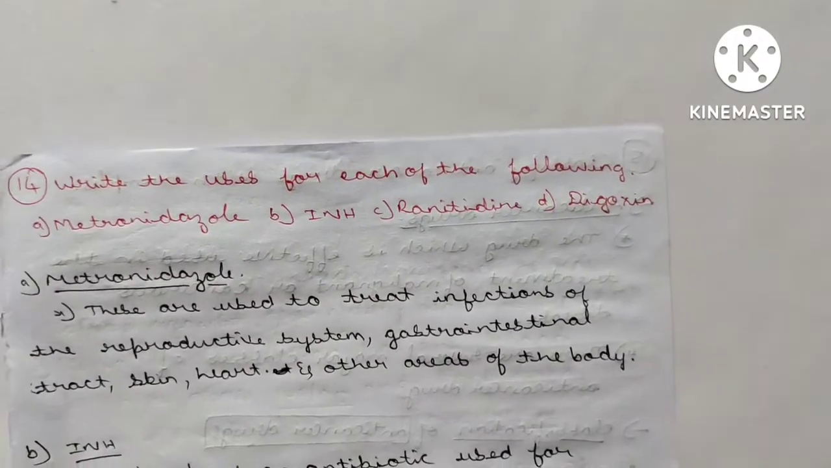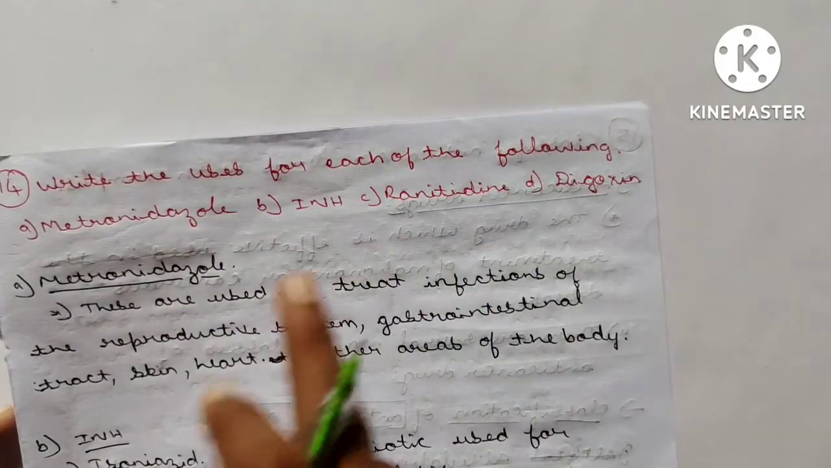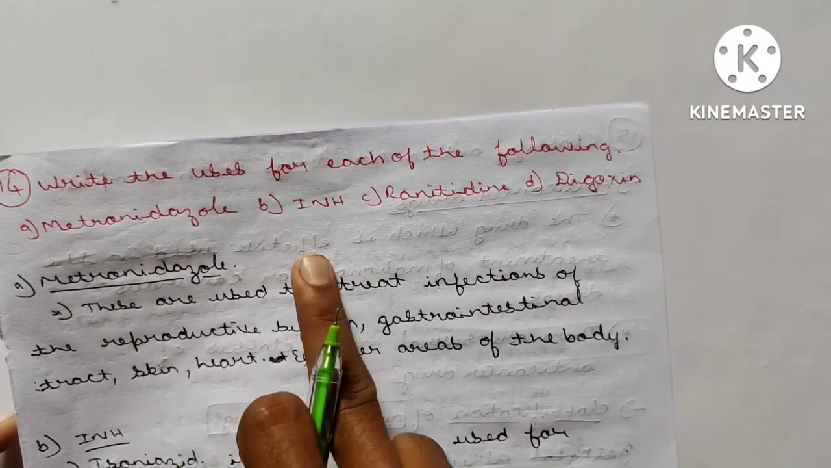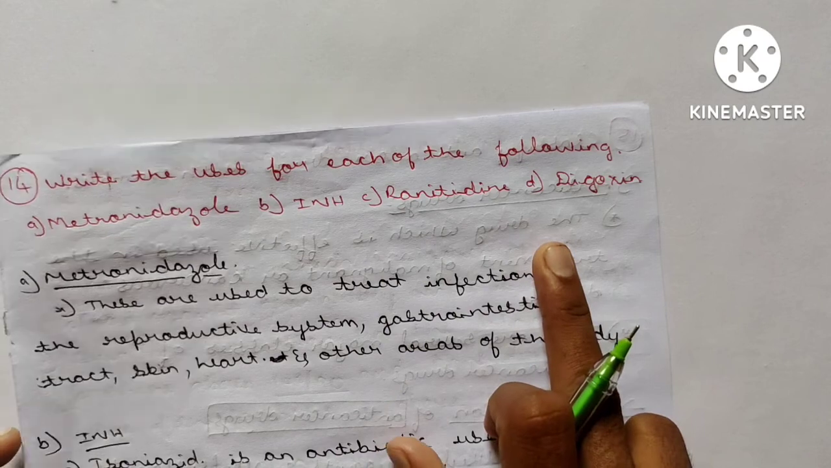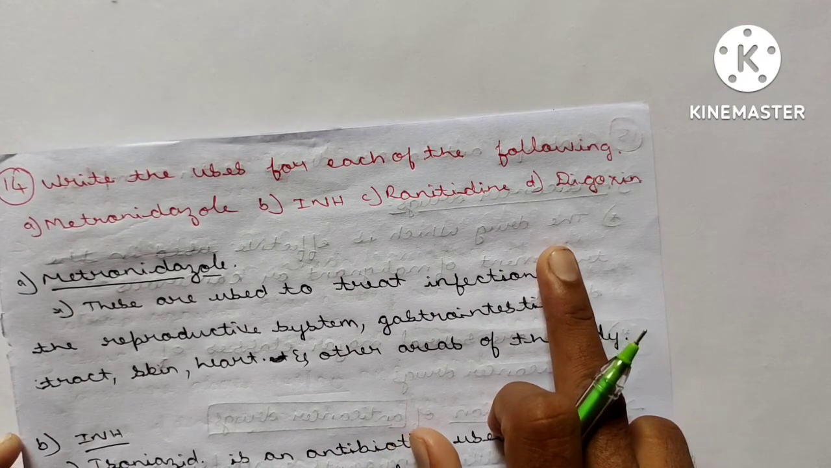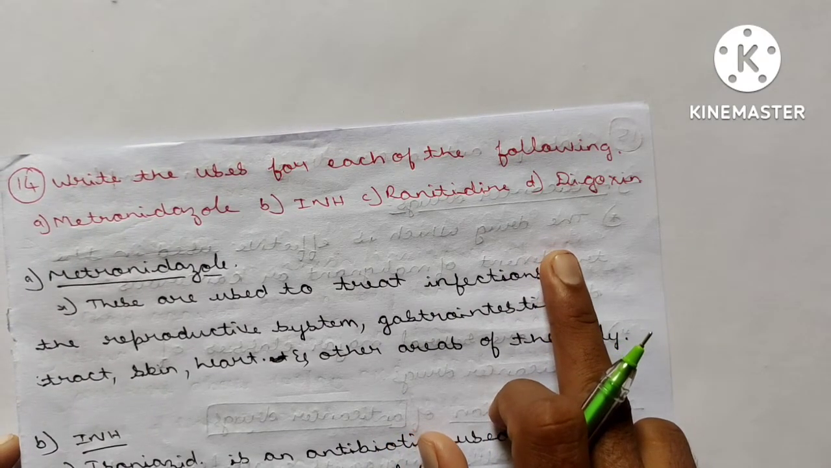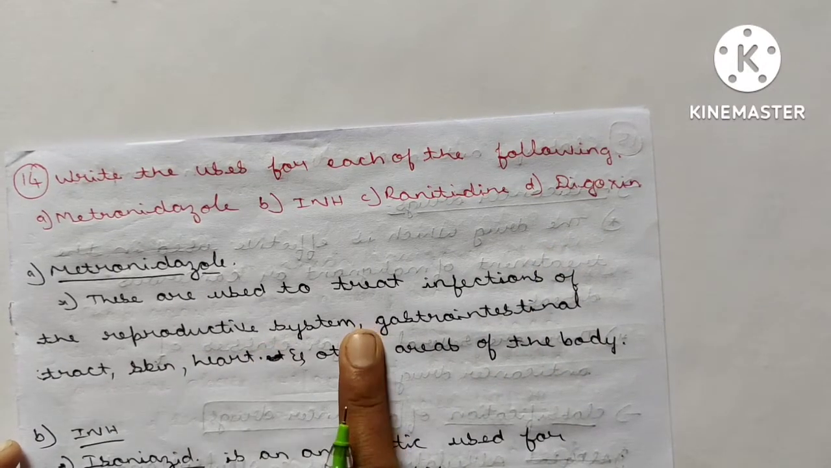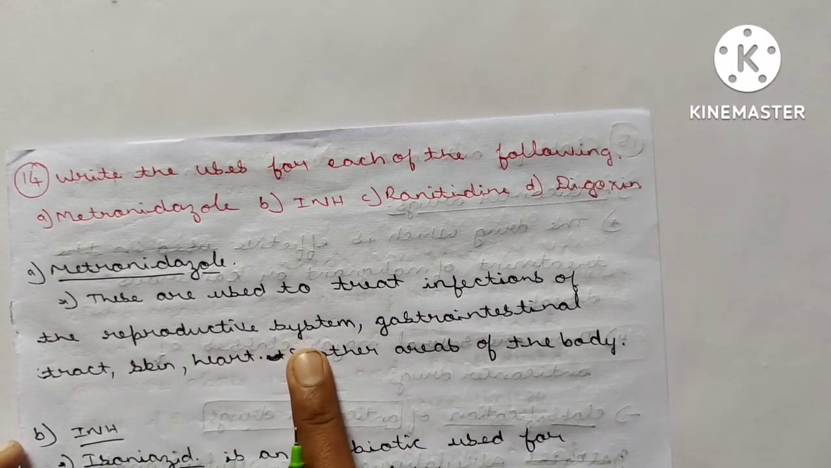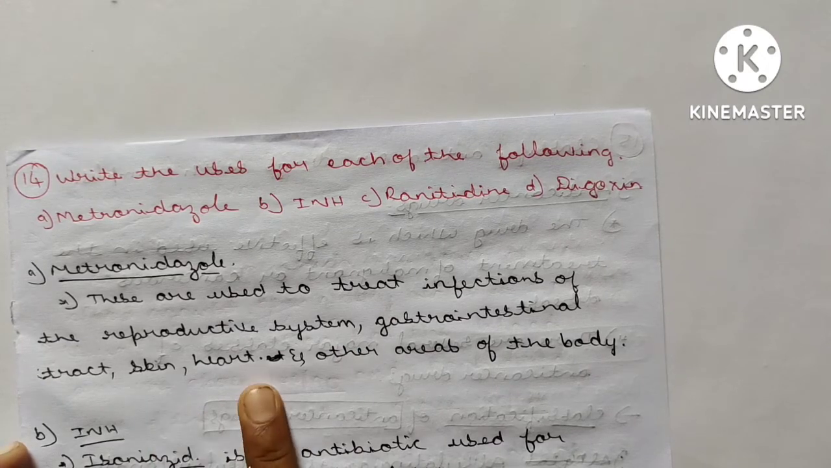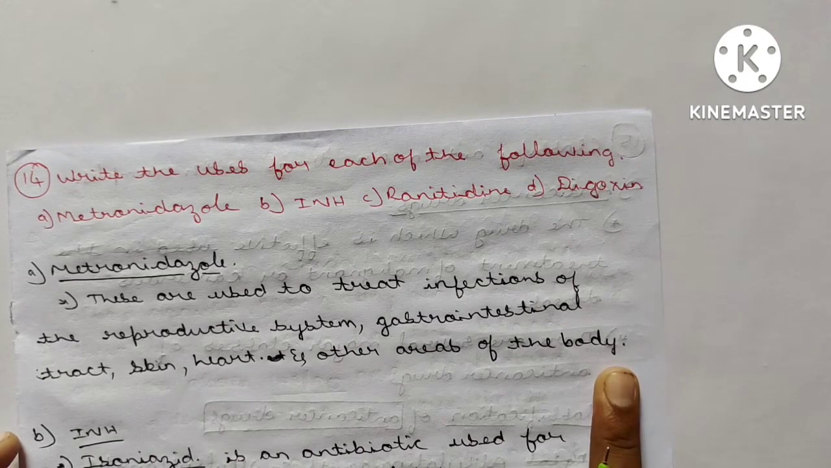Now let's move towards the 14th question. Write the uses of each of the following: metronidazole, INH, ranitidine and digoxin. See, this metronidazole you will observe in Pharmaceutical Chemistry 2. Metronidazole is a drug used to treat infections of the reproductive system, gastrointestinal tract, skin, heart and other areas of the body. Mainly it is an antibiotic.